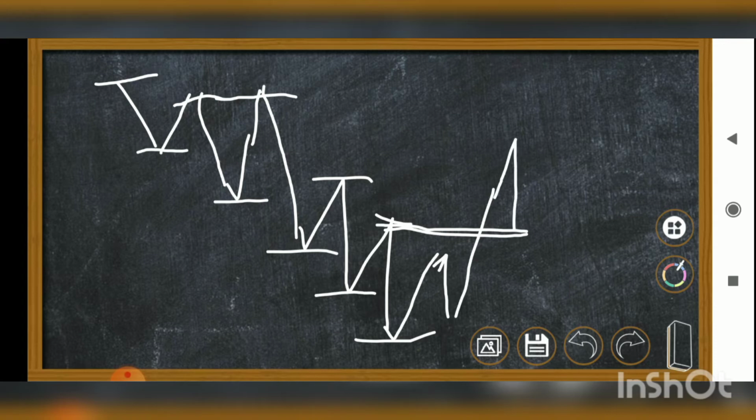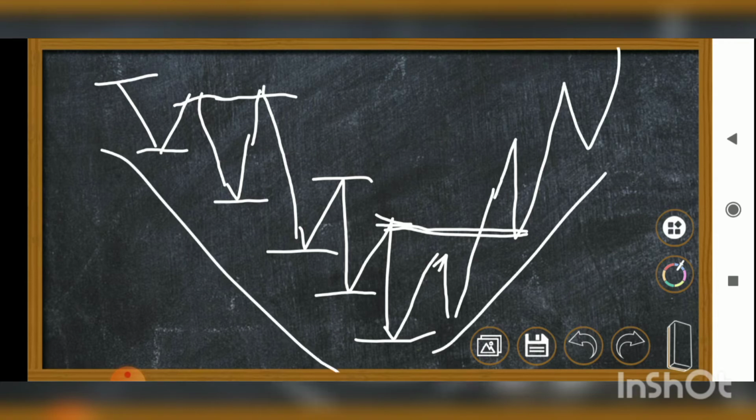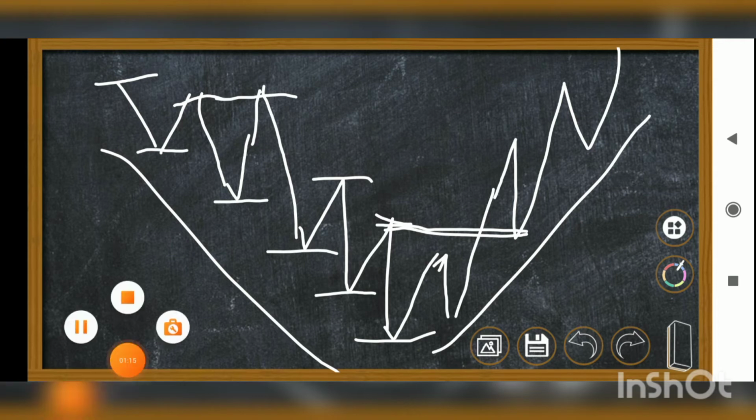Then the market comes like this, comes like this, comes like this, which means from downtrend to uptrend. Did you get that? The market is in an uptrend. This is the best way to trade it.